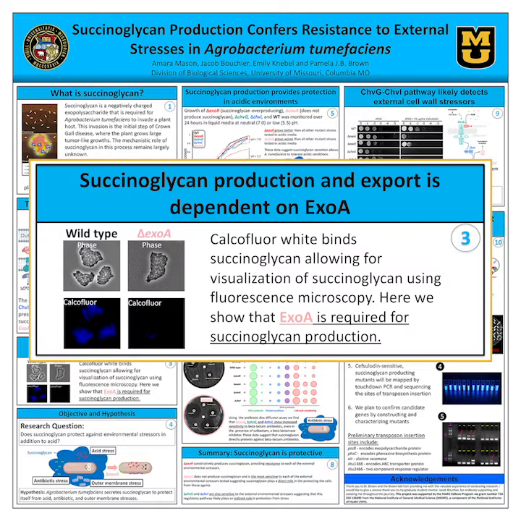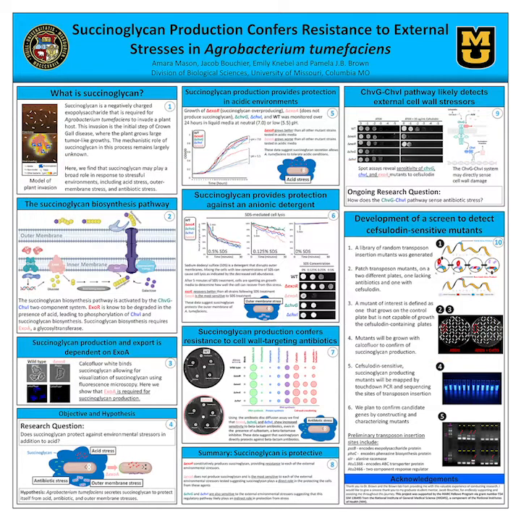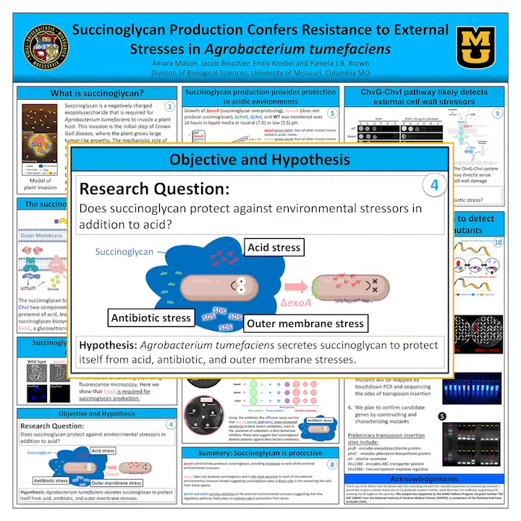The third panel highlights a method we use to visualize succinoglycan production. Calcofluor white binds succinoglycan and can be visualized when illuminated under UV light using fluorescence microscopy. In wild-type cells, the polysaccharide is visualized by the blue fluorescence. However, deletion of ExoA prevents succinoglycan production. In panel 4, we outline our hypothesis.